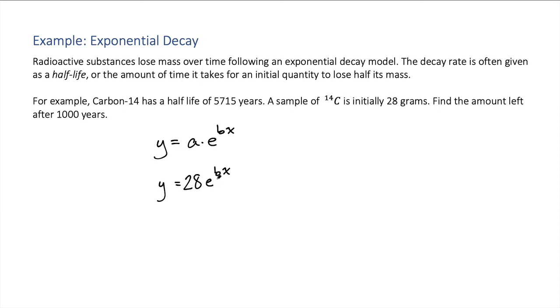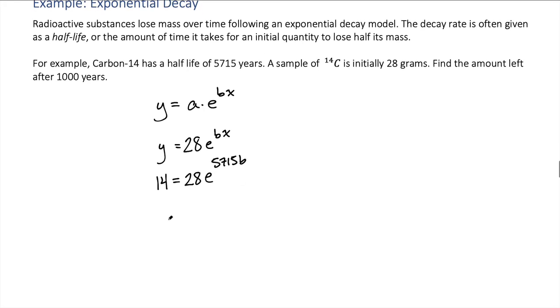I also know that after 5,715 years, so if I put that in for x, I should lose half of my mass. So I should end up with 14 grams. So 14 equals 28 e to the 5,715 times b. x is that half-life. And now I can go ahead and solve for b.